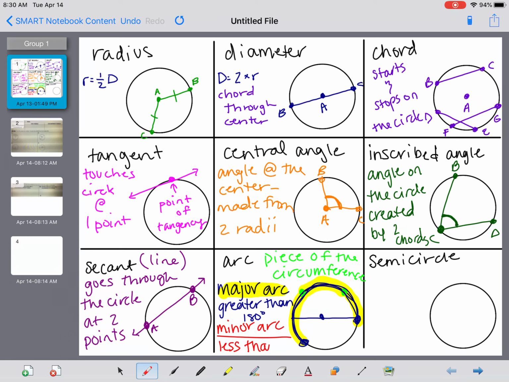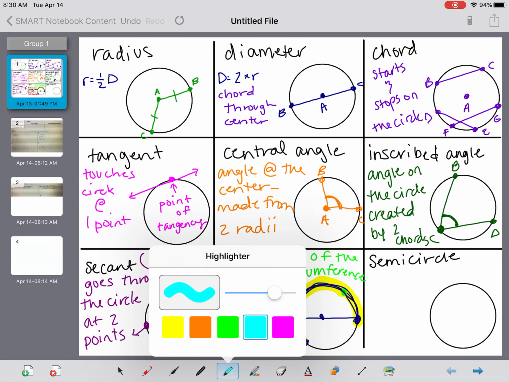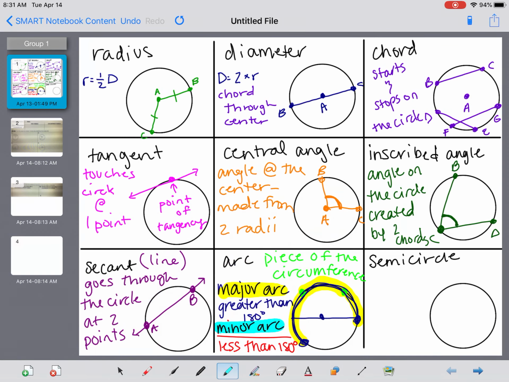And then we have what's called a minor arc. And a minor arc is less than 180 degrees. So less than half a circle. And you can see that that would be this little piece right here. That's our minor arc. So a major arc is greater than half the circle. A minor arc is less than half the circle.